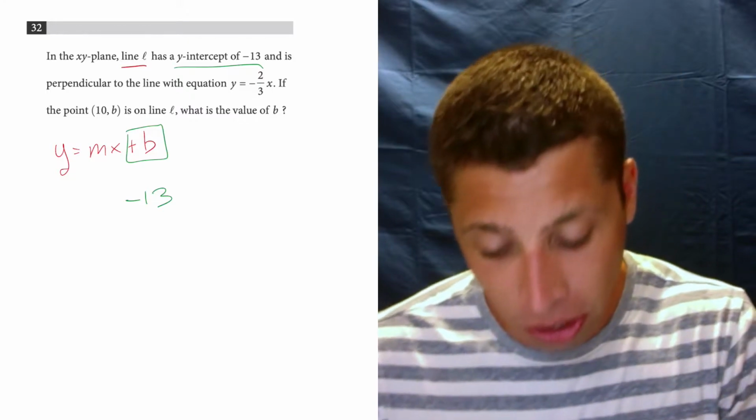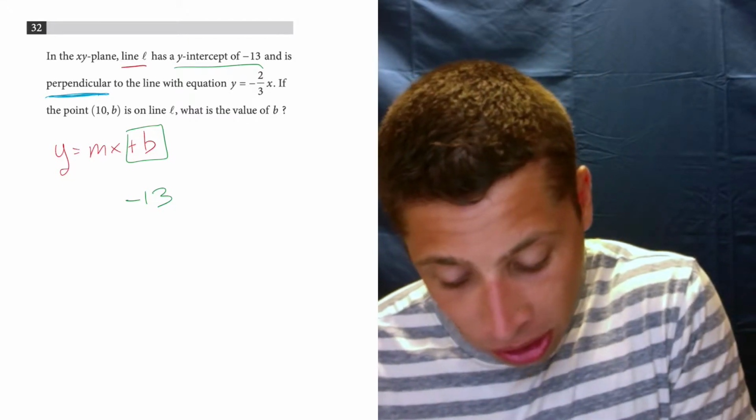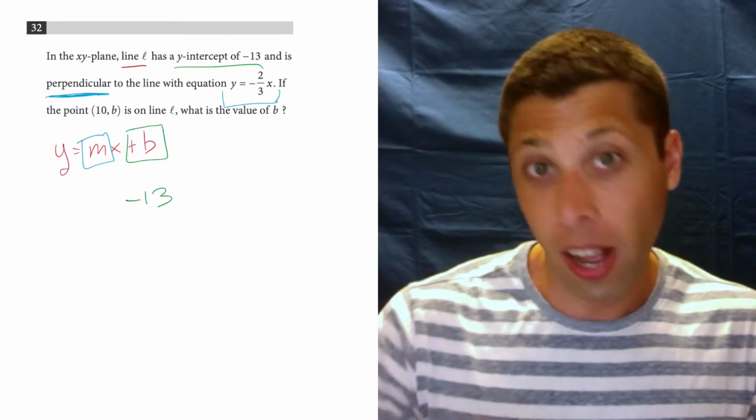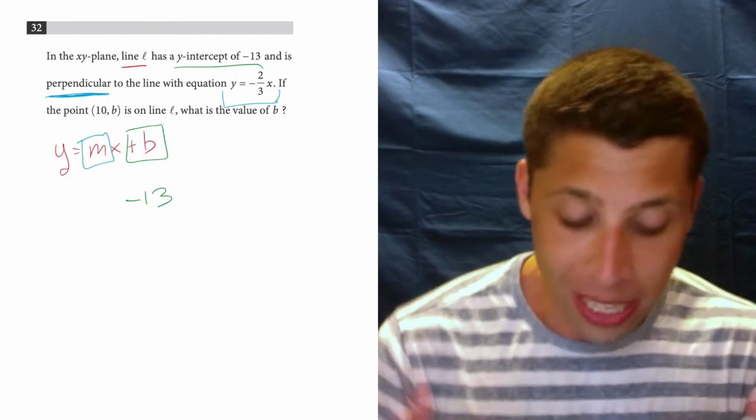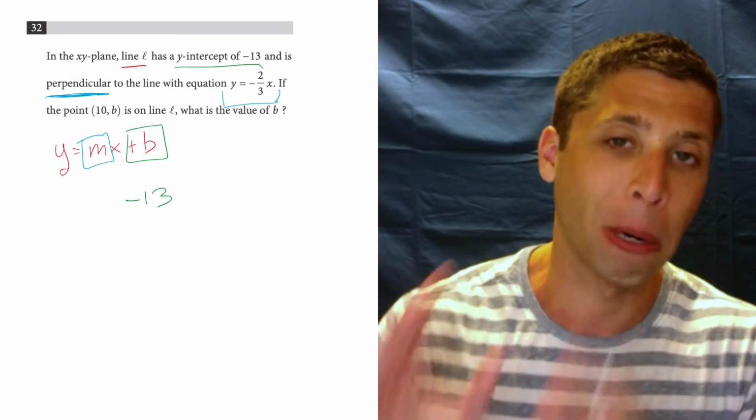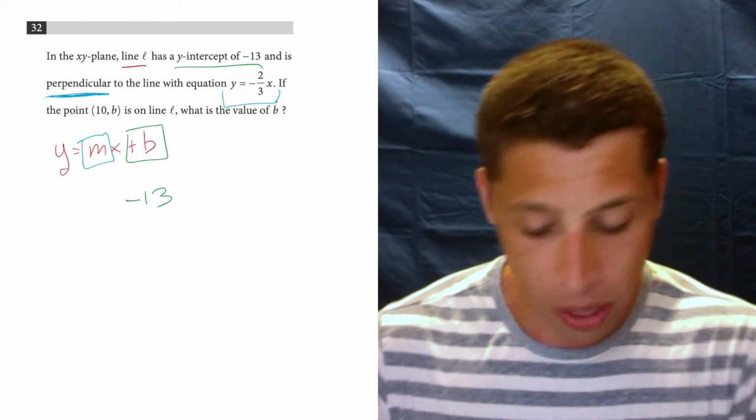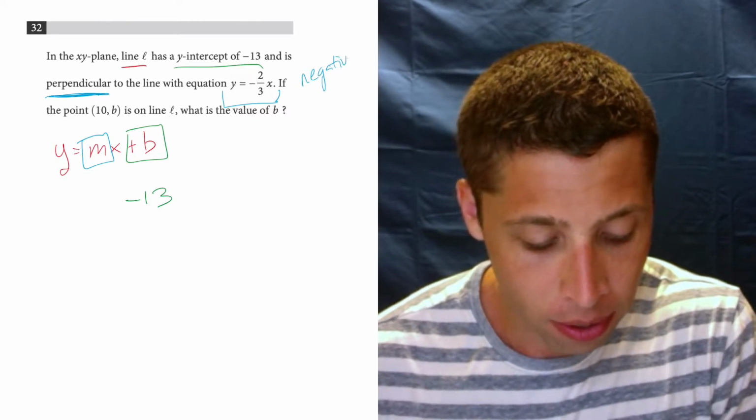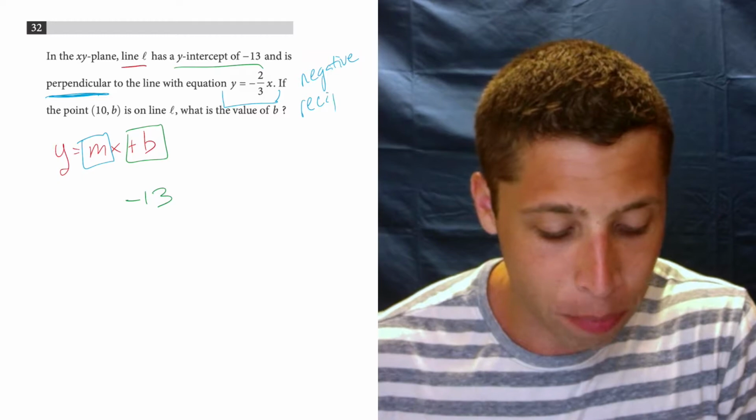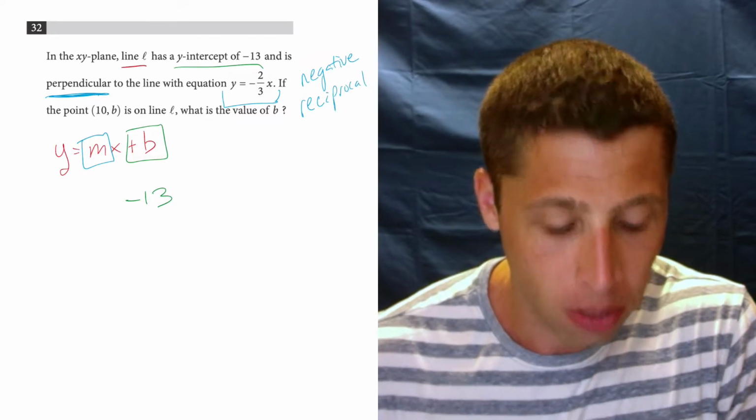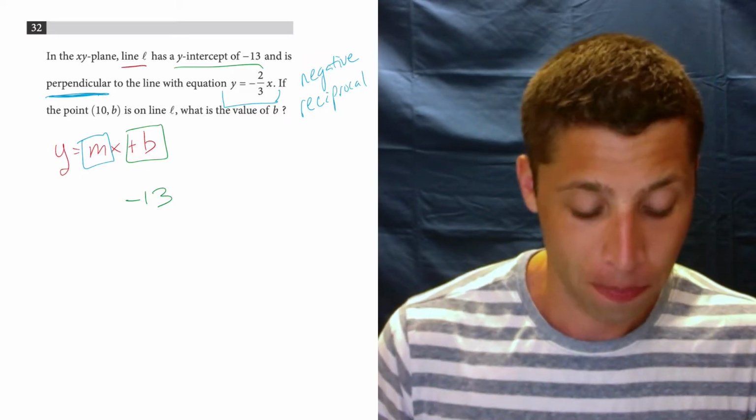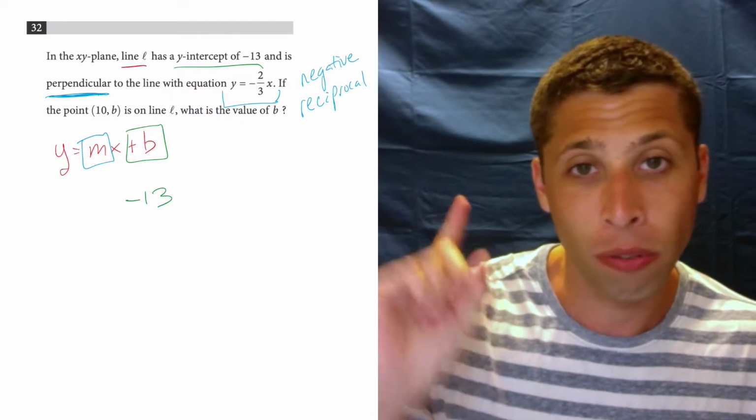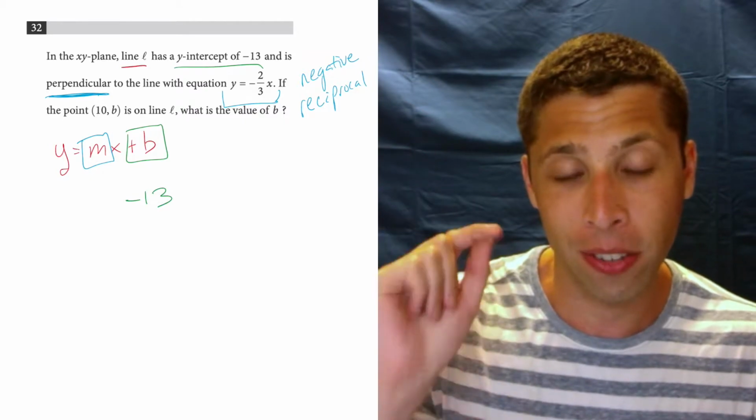We also need a slope, right? And we know that the slope of this line is perpendicular to this other random line. So we need to know how to find perpendicular slopes. Well, the rule is it is the negative reciprocal of the other slope. So that's a fancy way of saying flip the fraction, reverse the sign. Flip it and reverse it.